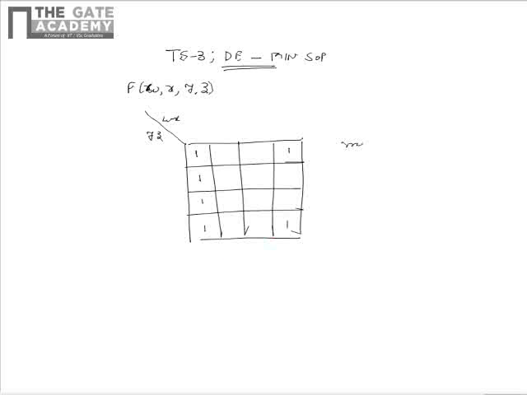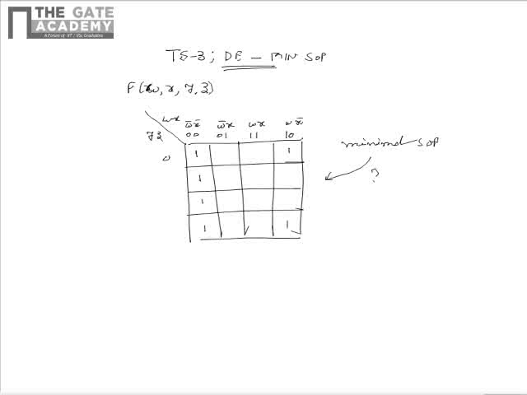We need to find the minimal SOP expression representing this table. So from the given table, we see that for obtaining the minimal SOP expression, we need to group the ones. But before doing that, we can represent the values corresponding to each row and column as 0, 0, 0, 1, 1, 1 and 1, 0. That is, this corresponds to w bar x bar, this corresponds to w bar x, 1, 1 corresponds to wx and 1, 0 corresponds to wx bar.